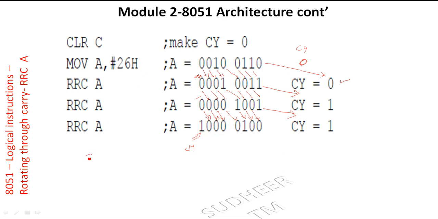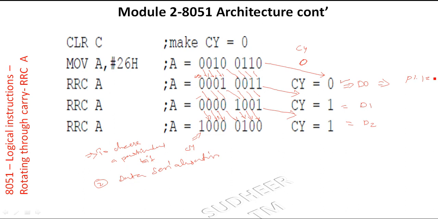The applications of these instructions are, first, to check a particular bit. Second, while our carry flag is holding particular bits, we can send that bit serially. So this is data serialization. This carry content we can send out. The first time it is D0, then D1, then D2. So D0 we can send to a particular port, say P1.1. Next time, this time it will be 0. If you send CY now, it will be 1. Again, if you send D2, it will be 1. Like that, we can use the instruction to send particular content out, parallel to serial conversion, or data serialization.